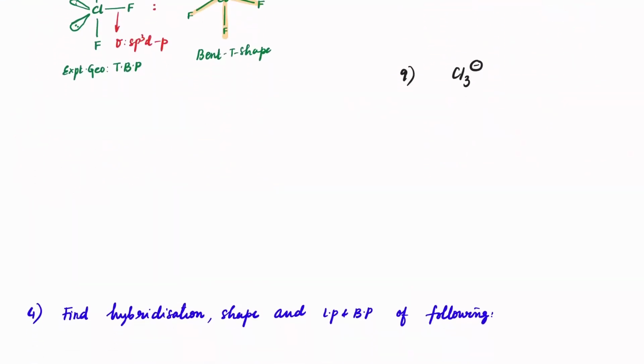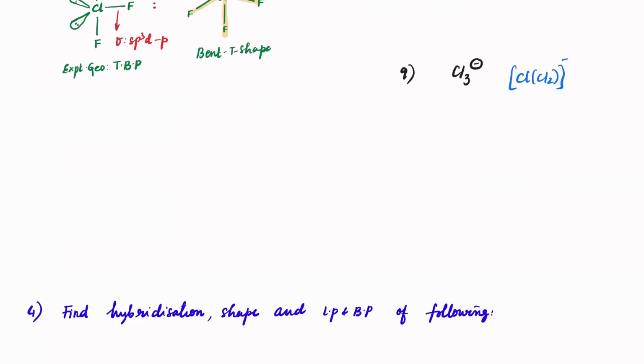Next is Cl3 minus. Make one Cl the central atom, the other two the side atoms, and then overall charge is minus. Okay, use this logic and calculate. Okay, Kapil, give me an idea, beta. What is the hybridization? Sure, so 7 minus 2 and then plus 1, right? So that's 6 by 2, that's 3.